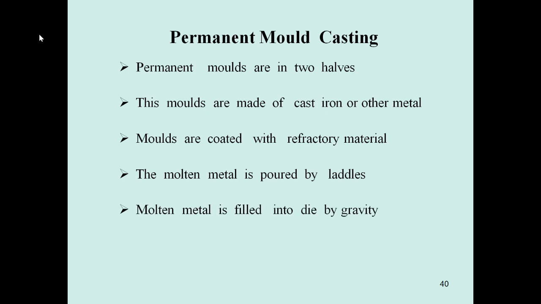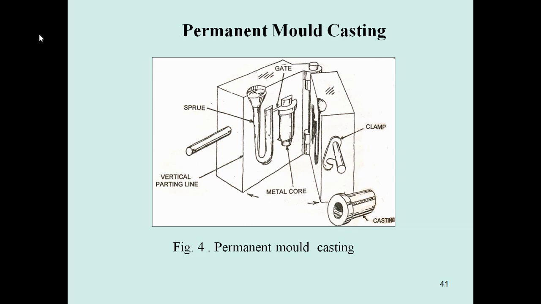After solidification of the casting, the dies are opened. The casting is removed from the dies with the help of ejector pins or ejectors. Next, you can see here a diagram of a permanent mold casting or gravity die casting.